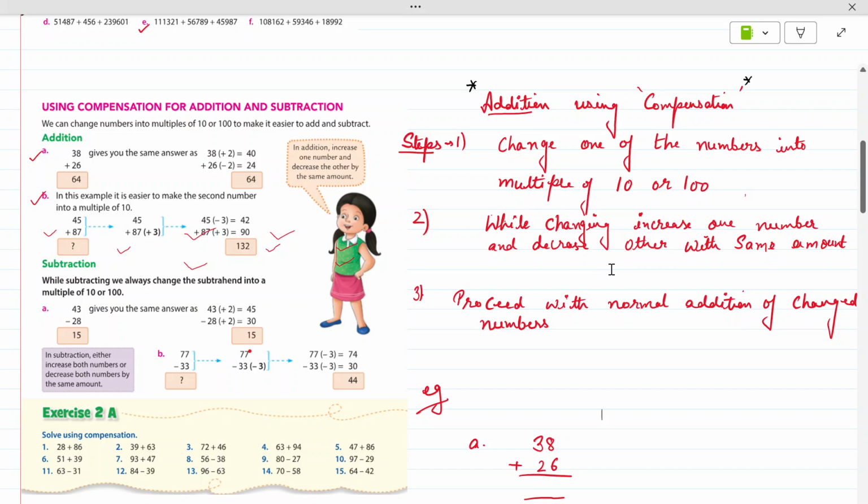While changing that, we will increase one number and decrease the other number by the same amount. That means when I am making an adjustment to one number to make it a multiple of 10, I will have to make the same adjustment in the other number also, but in an opposite way. We will see how that has to be done. And the last step is, once we have changed the numbers, we will proceed with the normal addition. Okay, so let us see how it works.